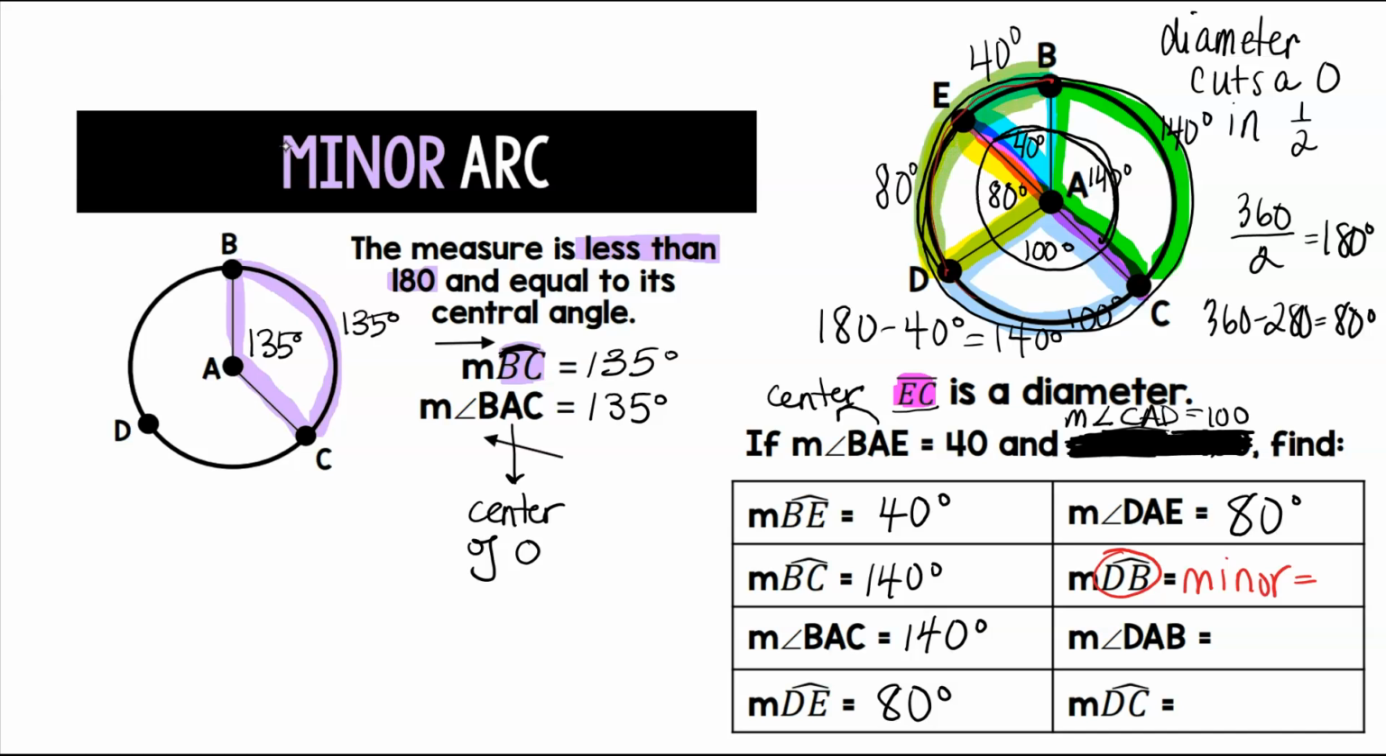This is what they're referring to here because there's only two letters. Therefore, that would be 80 plus 40, which is 120. That would imply that the central angle DAB will also be 120. And last but not least, arc DC, which we already found, and that was 100 degrees.